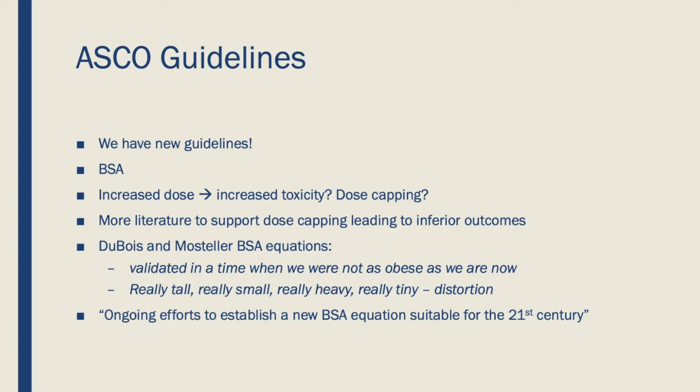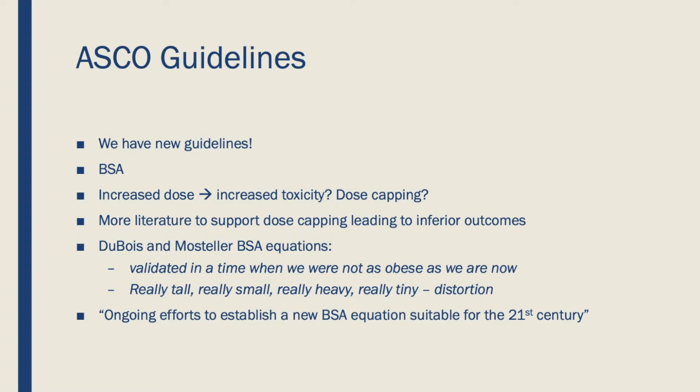Now, there's a lot of different thoughts about the patient population that's considered to be obese. If we do increase the dose for, let's say, a BSA that does come out to closer to 3, are we just going to increase toxicity for those patients? And should we do some form of a dose capping method? However, in recent literature and more literature that has come out, it does support dose capping does lead to inferior outcomes, specifically for those obese patients.